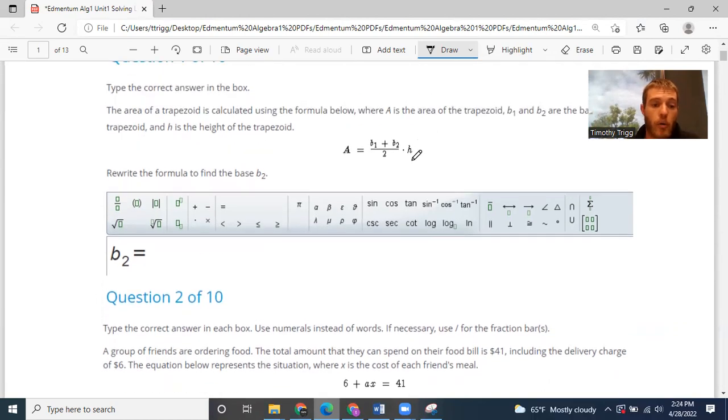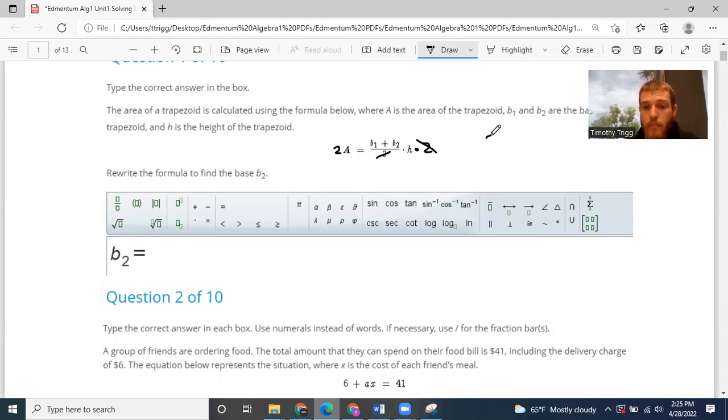Okay, so our goal here is to solve for b sub 2. So I want to get b sub 2 by itself. Well, the first thing I would do is multiply both sides of this equation by 2. So I'm going to multiply this side by 2 to cancel out this denominator. That means I need to multiply this side by 2 as well.